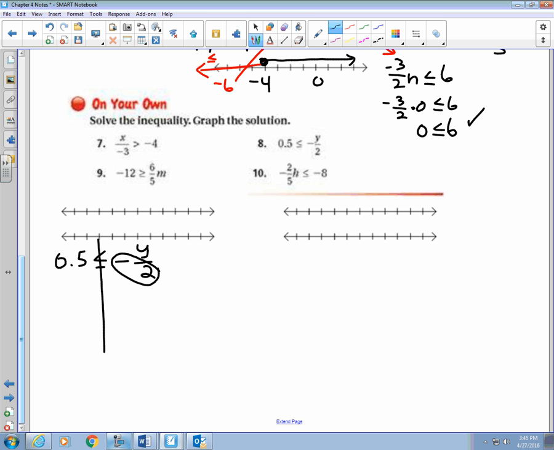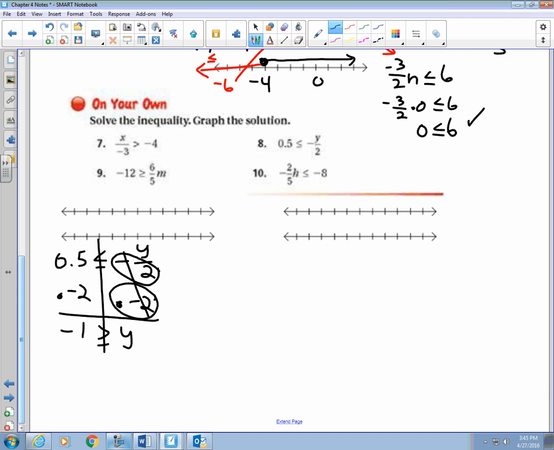So in order to get y by itself on this side, I'm dividing by -2 here, which means I want to multiply by -2 to get rid of it. So I'm going to multiply by -2 on both sides. As soon as I see that I'm multiplying by -2, I need to flip my inequality. All right, 0.5 times -2 is a -1. On this side, the -2's are going to cancel out, and all we have left is y.